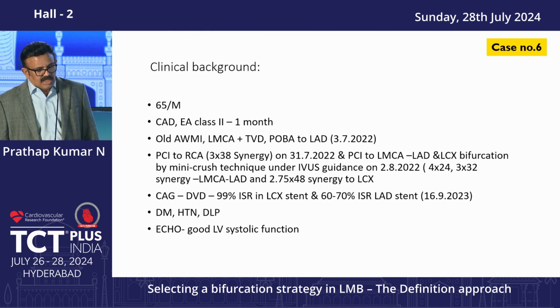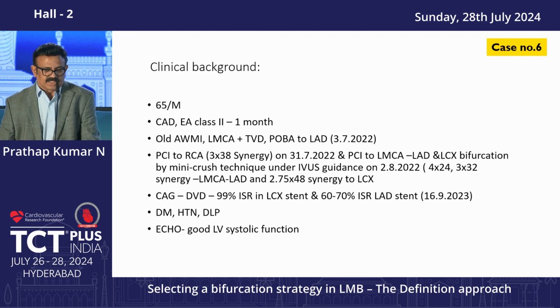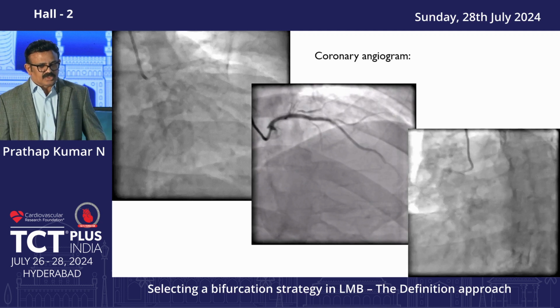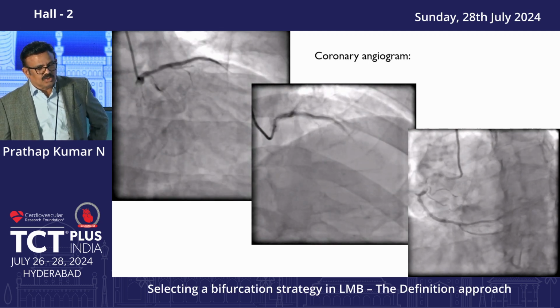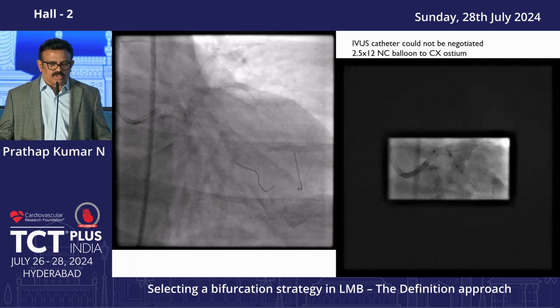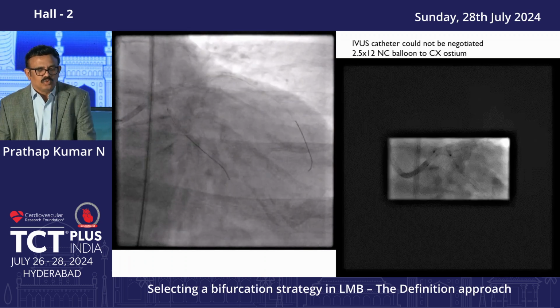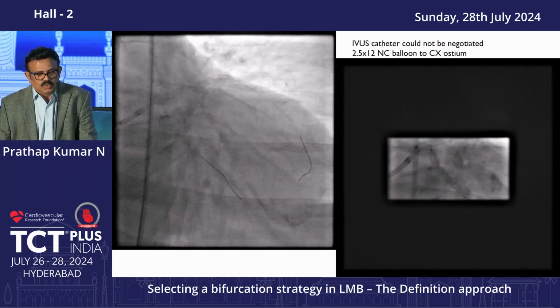This is a patient who actually had a 99% ISR in circumflex and 70 to 90% ISR in LAD stent. This patient came to me, coronary angiogram done. Patient had a stent already in the circumflex. What we did is, actually the IVUS catheter could not be negotiated. I used a 2.5 into 12 millimeter balloon in circumflex ostium. Nothing is going.